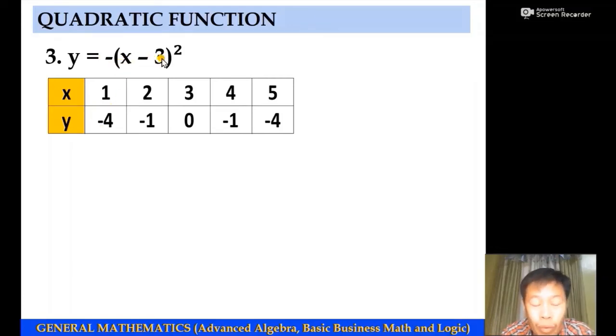4 minus 3 is 1. 1 raised to 2 is 1 times negative 1 is negative 1. Then 5 minus 3 is 2. 2 raised to 2 is 4. 4 times negative 1 is negative 4. And take note, you don't need the negative x-axis because all the values of x are positive. You don't need also the positive y-axis because you do not have the positive value of y here.